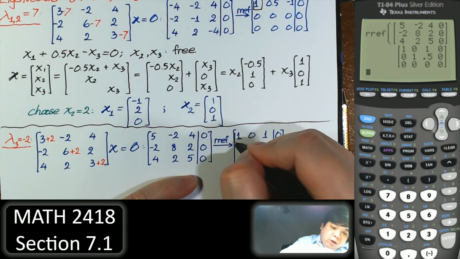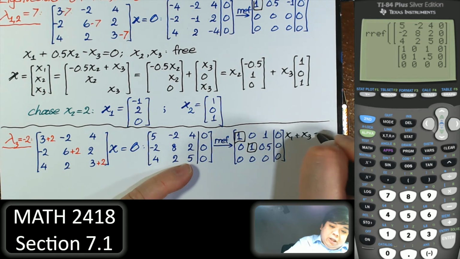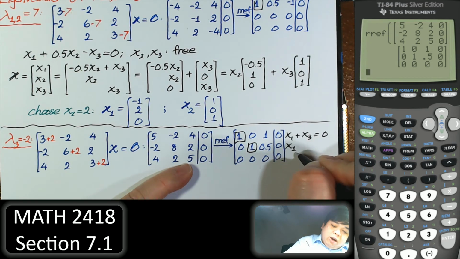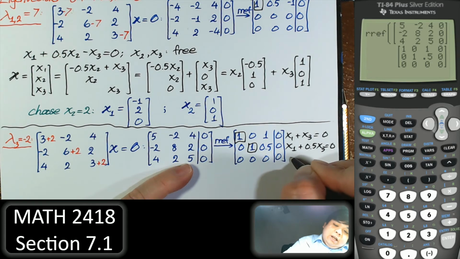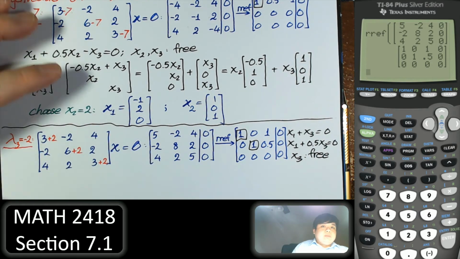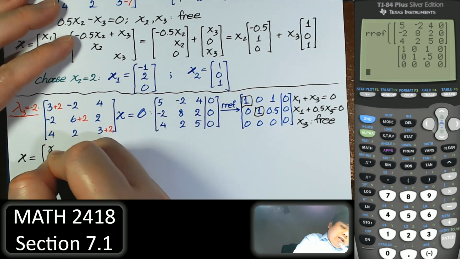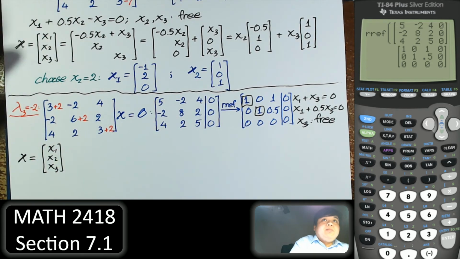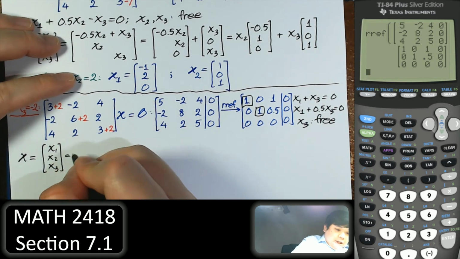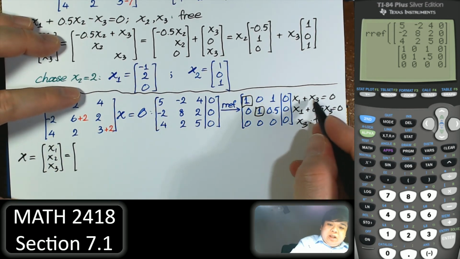So we have x1 and x2. x1 plus x3 equal to 0, x1 plus 0.5 x3 equal to 0, and x3 free. Right. So we write the solution x as x1, x2, and x3. This is a very long problem. We won't be able to finish that, but you see the idea.